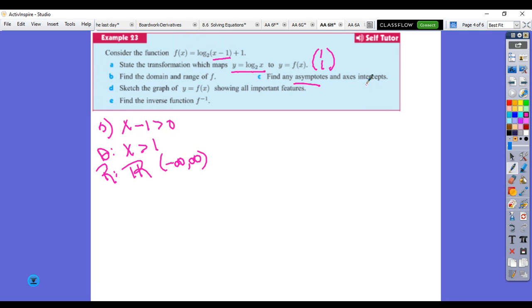Any type of asymptotes and axes intercepts. Logarithms always have vertical asymptotes. It's always what makes this equal 0. So it's the vertical asymptote. What makes x minus 1 equal 0? When x equals 1. I'm going to move this part over.